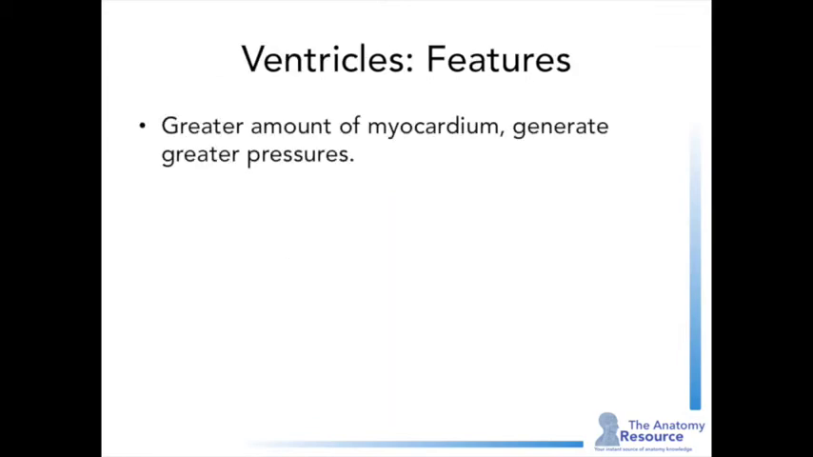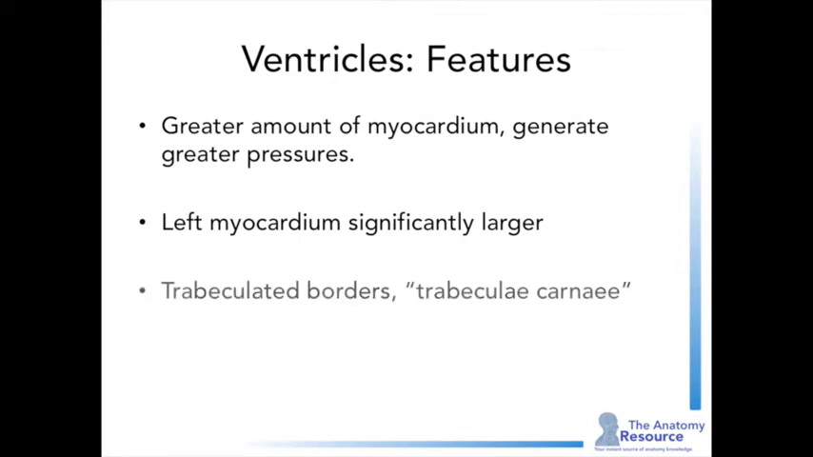Features of the ventricles. They have, in general, a greater amount of myocardium than the atria do. Basic stuff, A-level stuff. One of those facts that you remember to keep examiners happy is the fact that the myocardium is thicker in the ventricles because it has to pump blood around the systemic circulation, whereas the atria have only got to pump blood a short distance. So it's only got to generate a small amount of pressure, whereas the ventricles have to generate a much greater amount of pressure. The left myocardium is significantly greater because it's got to pump blood around the body.